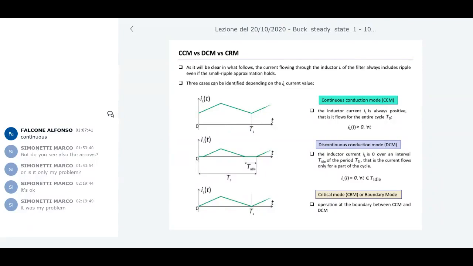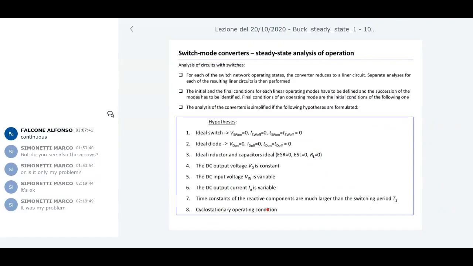Typically, steady state can be employed for something that is always constant. For example, the output voltage is anyway. We can use both the names, okay? Cyclostationary or steady state. So these are the basic conditions that I'm using to develop the behavior of the buck.